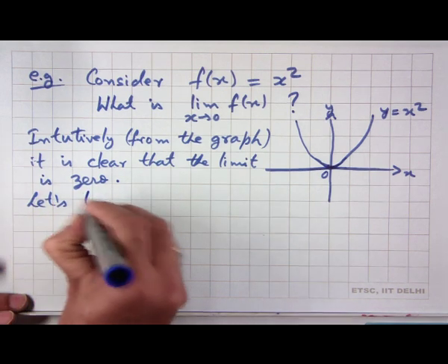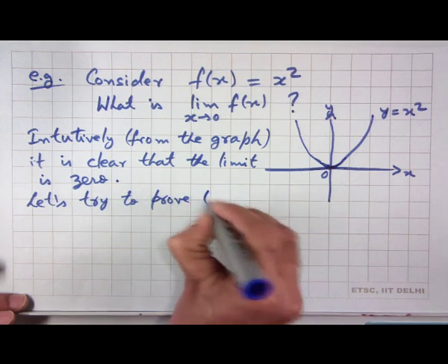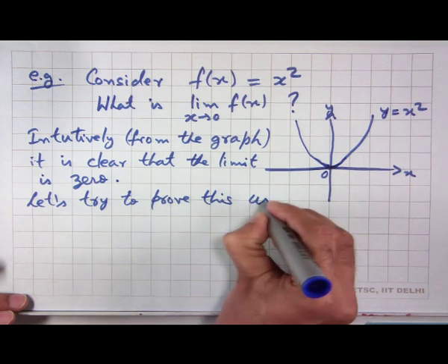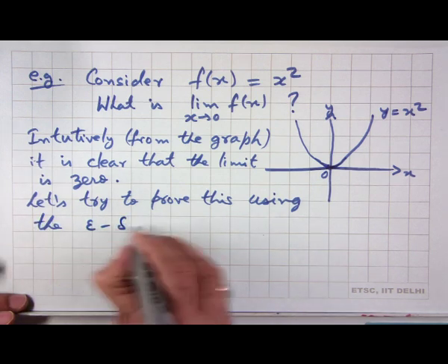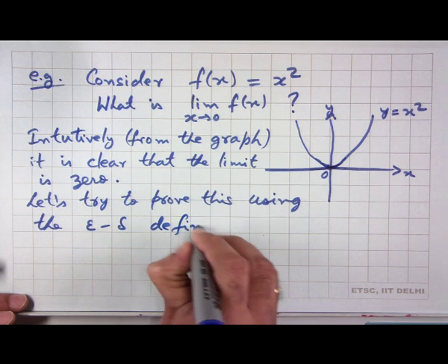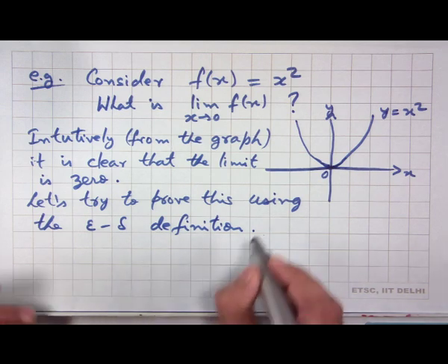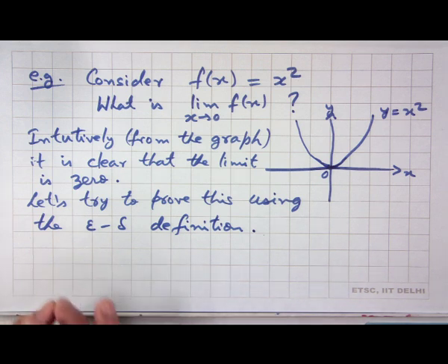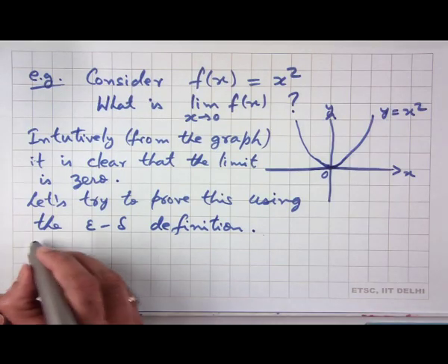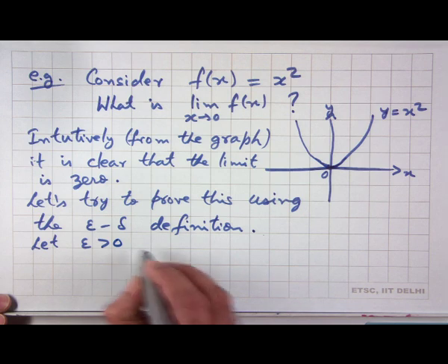Let us try to prove this using the epsilon delta definition. In this, what you have to do is, if you are given an epsilon, then you have to tell what is delta such that the condition is satisfied. So, we start with: let epsilon be any positive number.